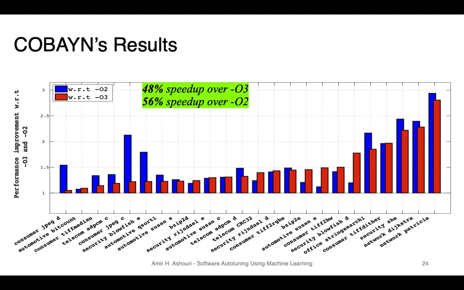So you have both O2 in blue and O3 in red. And you see that on average, I could outperform dash O2 by more than 50% and dash O3 by around 50%, given my data set.